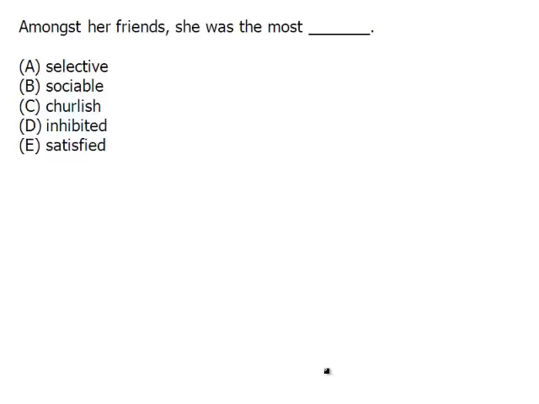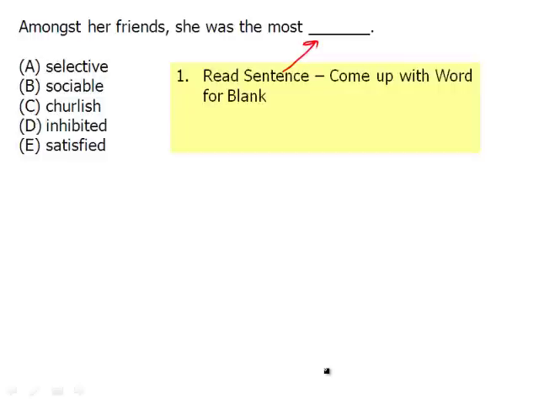So first off, let's meet what looks like a text completion. Amongst her friends, she was the most blank. So what should I do? Well, I should try to come up with a word here that goes in the blank. So come up with the word for the blank.